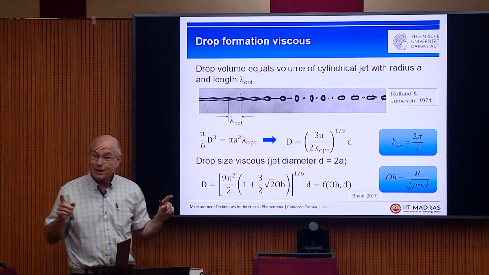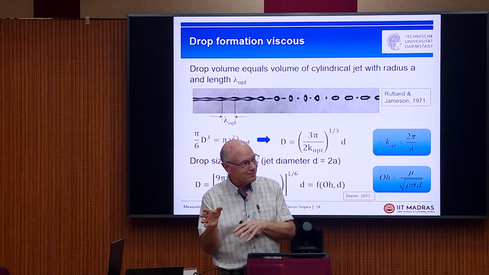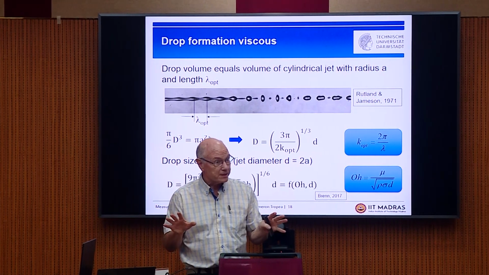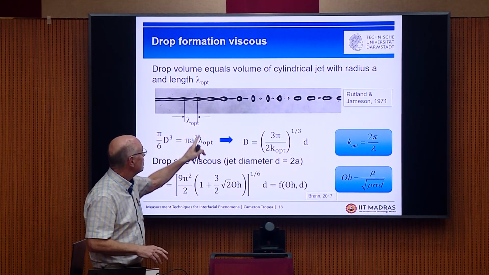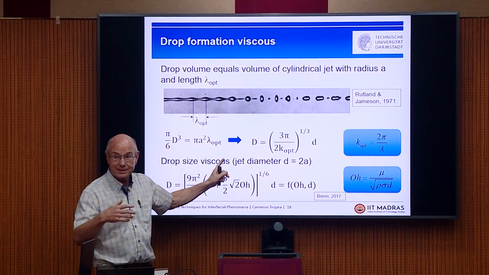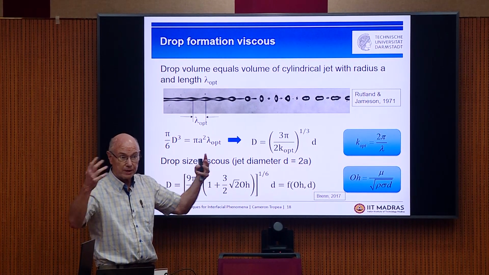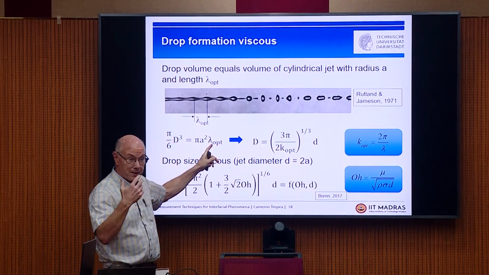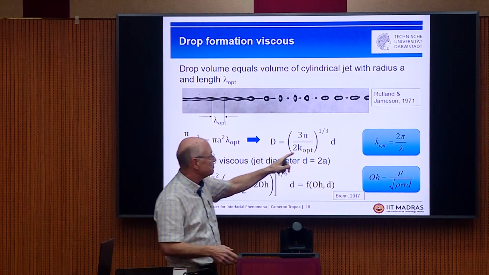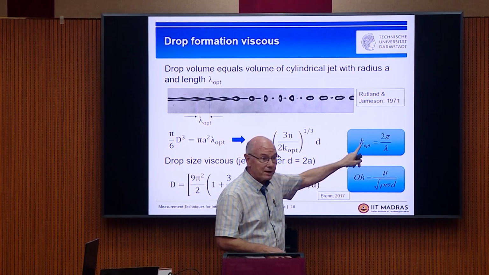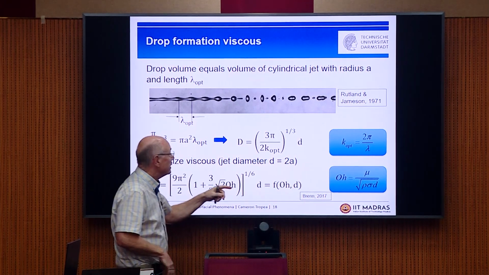But I'm actually now showing you the end result, and then we're going to look a little bit at the derivation. The end result for the viscous case is that there's some wavelength which is most unstable. Different wavelengths have different growth rates, but the maximum growth rate has this wavelength. Sometimes we say wave number or wavelength, it depends how you want to do it.